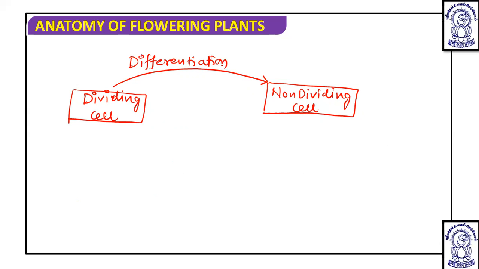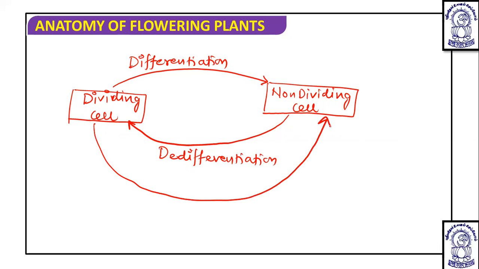The cells which are formed by differentiation have lost their capacity of division and are structurally and functionally specialized, and they gain a particular function. Now they are in a non-dividing state, but somehow if the plant needs them in a division state again, then these non-dividing cells start dividing again, then it is known as de-differentiation, where a non-dividing cell converts into a dividing cell. And if this dividing cell, which has formed after de-differentiation, again somehow loses the capacity of division, then it is known as redifferentiation.